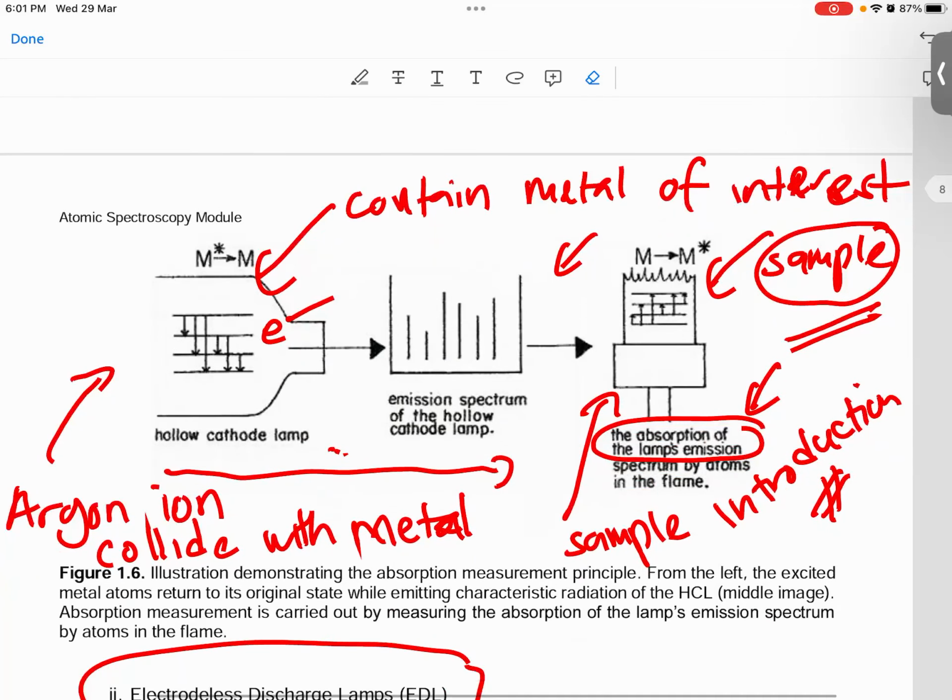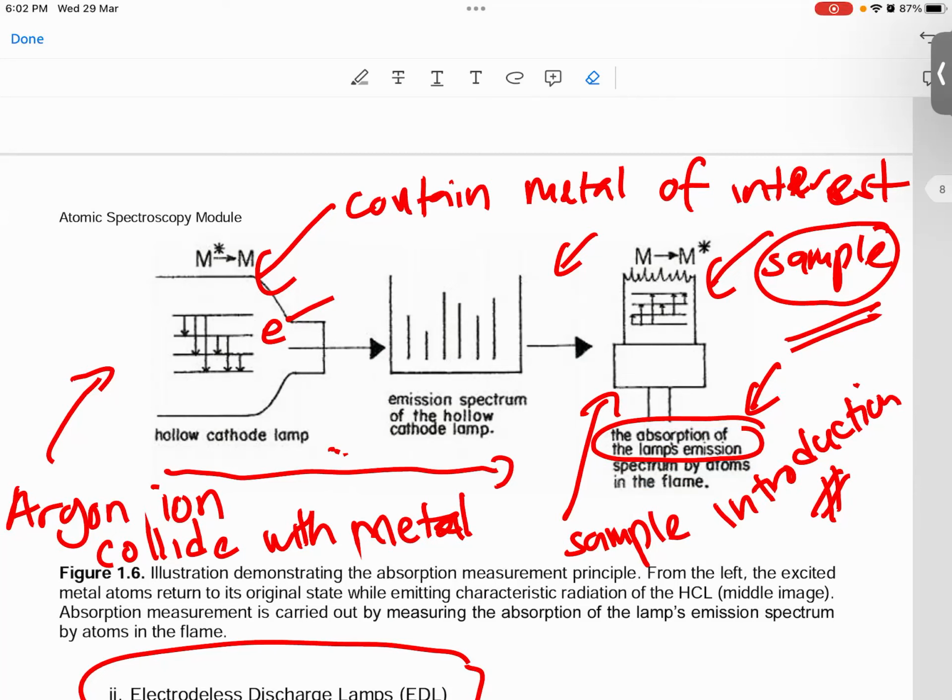All right, so AAS, absorption. What is the biggest difference? Of course, it utilizes the absorption spectrum for the analysis, in terms of quantitative as well as qualitative analysis.